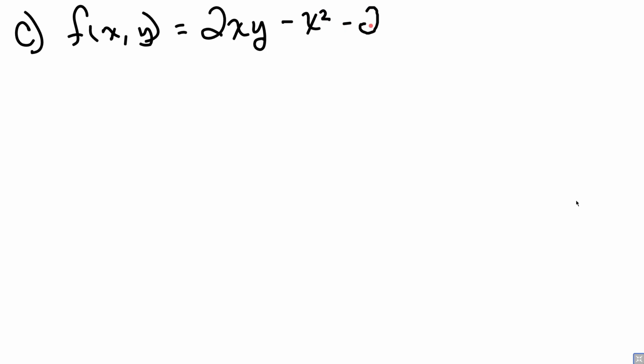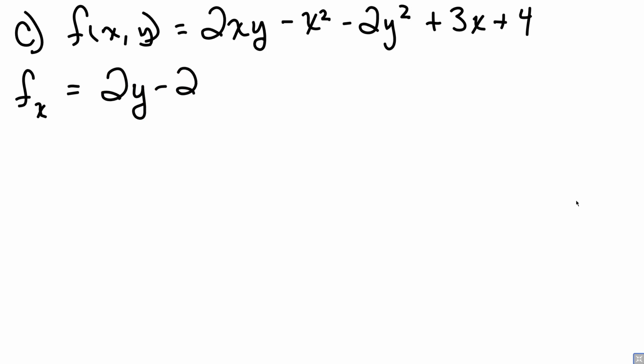All right, so in this example, we have that f of x, y is equal to 2xy minus x squared minus 2y squared plus 3x plus 4. So first, let's find the partial of f with respect to x. What will we get for that? 2y minus 2x plus 3. And then what's going to be the partial of f with respect to y? 2x minus 4y.